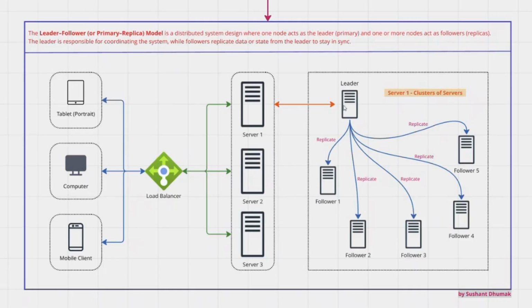But if the leader goes down for any reason, one of these followers, because they are in sync with the leader, can be elected as leader. Maybe follower 1 will become the leader and it will start receiving all the write requests and then coordinating with the other followers.